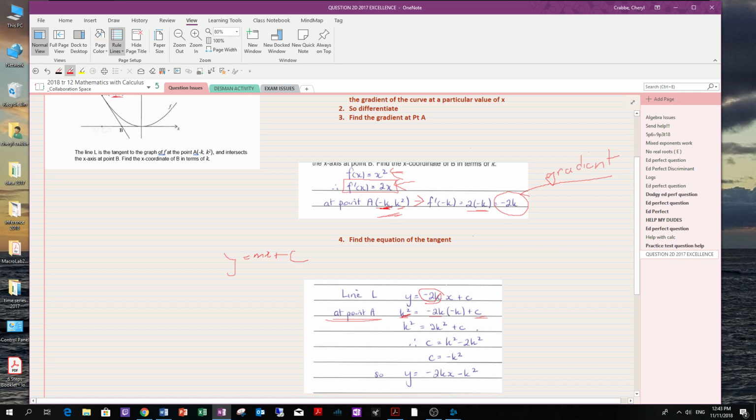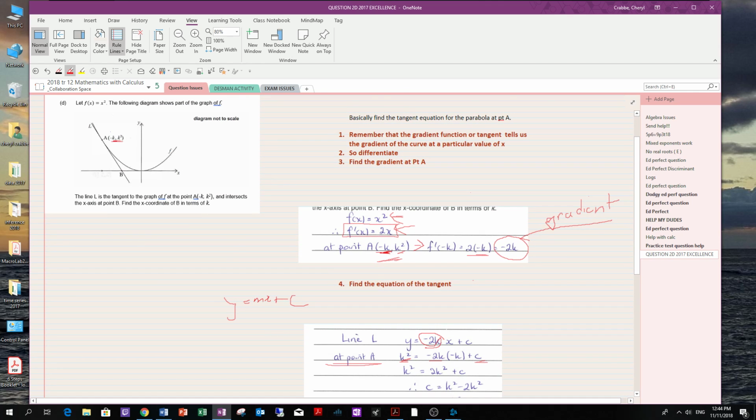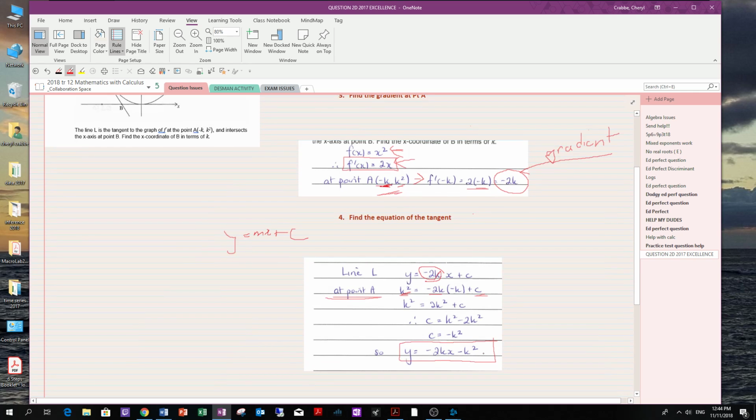And so we combine all that, and we get k squared is equal to 2k squared plus c. Positive now, which is nice. Then we rearrange, and we get an expression for c. c is equal to k squared minus 2k squared. When we combine that, we get negative k squared. So we now have the equation in terms of k for that tangent line. So we know what that line L is. That's the equation in terms of k.